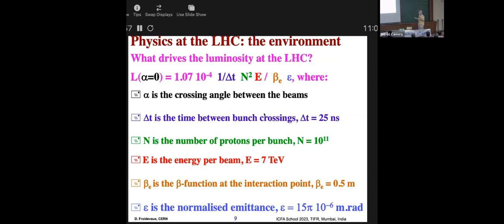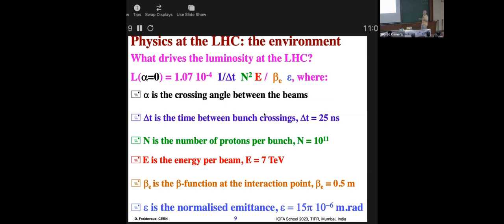So the luminosity is inversely proportional to beta, which has gone down by now even to 0.3 meters, the highest luminosity of the LHC. So there are quadrupoles in front of ATLAS and CMS, which basically provide this function of minimizing the size of the beams in the transverse plane.